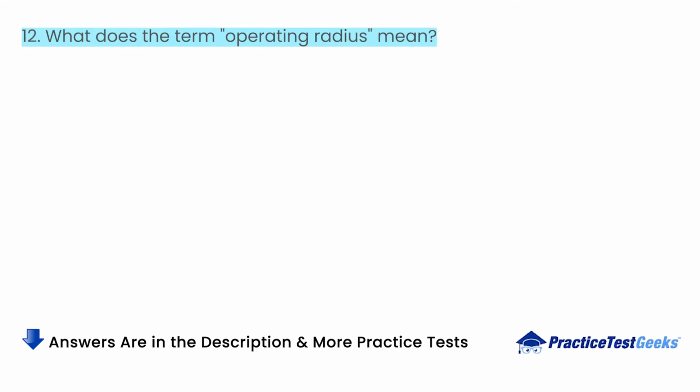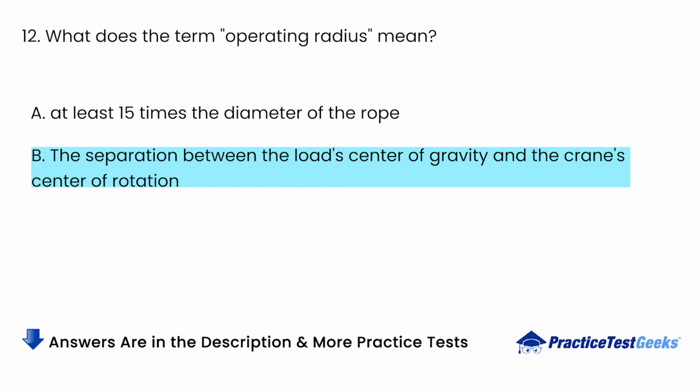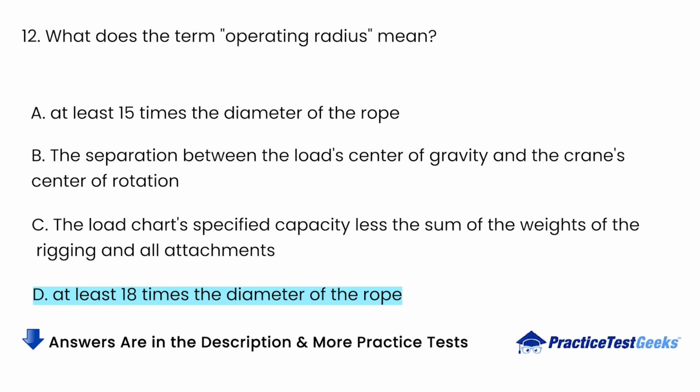What does the term operating radius mean? A. At least 15 times the diameter of the rope. B. The separation between the load center of gravity and the crane's center of rotation. C. The load chart specified capacity less the sum of the weights of the rigging and all attachments. D. At least 18 times the diameter of the rope.